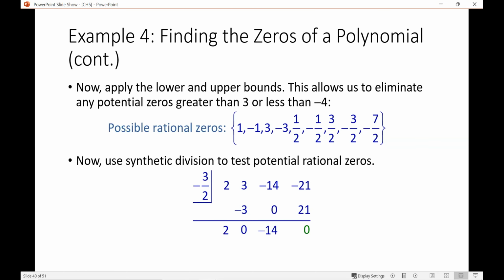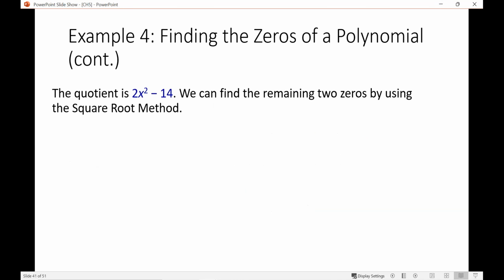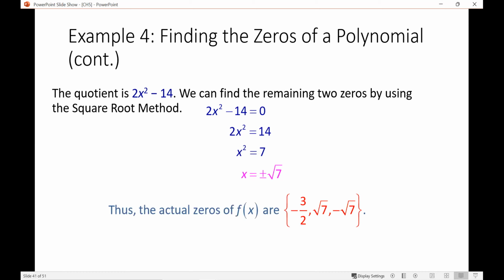So you can see from that bottom row that the quotient is going to be 2x squared minus 14. So that's 2x squared minus 14, the piece that we have to continue to factor. We can factor this using the square root method, and we get that x is plus or minus the square root of 7. So our roots are negative 3/2, square root of 7, and negative square root of 7.